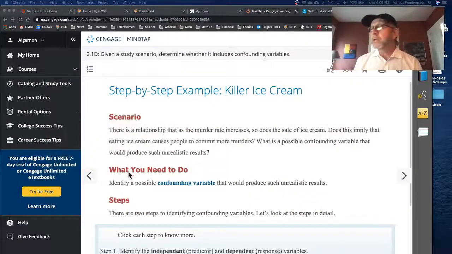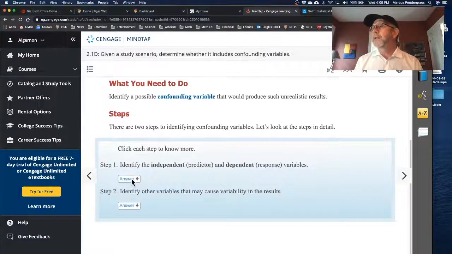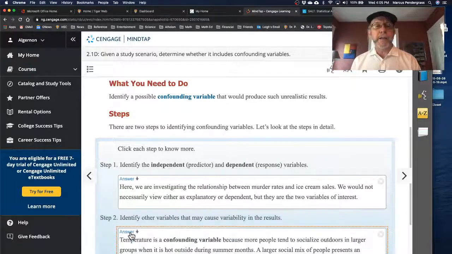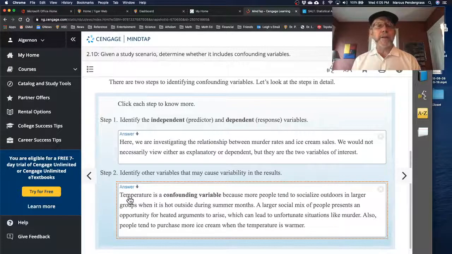Let's take a look at the ebook and see what it says. They first ask us to look at the independent and dependent variables. So we're trying to see whether ice cream sales really cause more murders. So ice cream sales are the purported independent variable, and murder would be the dependent variable. But that seems a bit unrealistic, and they do, in fact, identify temperature as a confounding variable and give reasons similar to the ones that I gave.